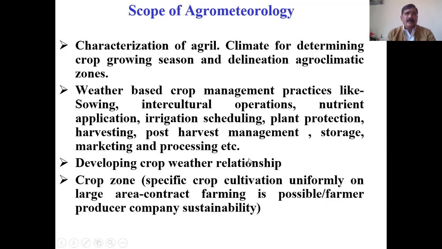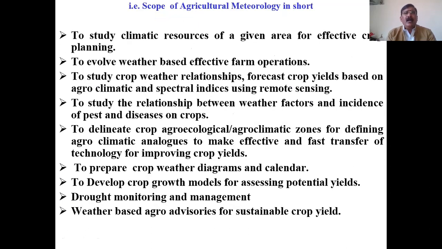Then, the scope of agrometeorology for developing the crop-weather relationship, that is a crop calendar. This is the best crop calendar, like crop zone, specific crop cultivation uniformly on a large area. If you are able to decide and contact, there is scope for contract farming. For farmer producer company sustainability, crop planning is very important.